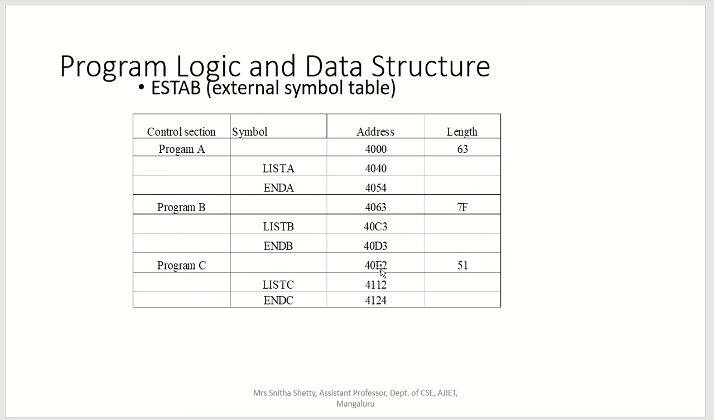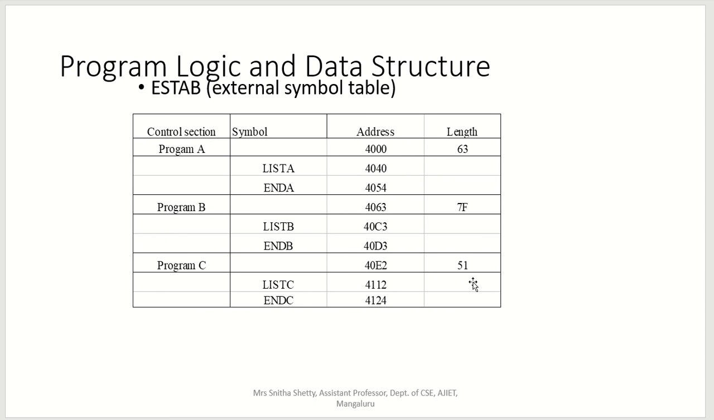At the same address program C begins, because we are combining them, right? Program A, then program B, then program C, which begins where program B ends, at 40E2. Now we'll go to program C. The starting address is 0 and the last address is 004E. Plus 3, when you add 4E plus 3 in hexadecimal you get 51. So 51 minus 0 is 51, so the length of program C is 51.